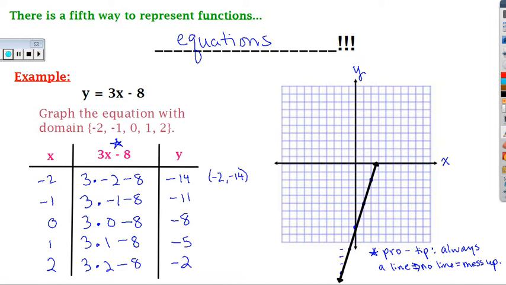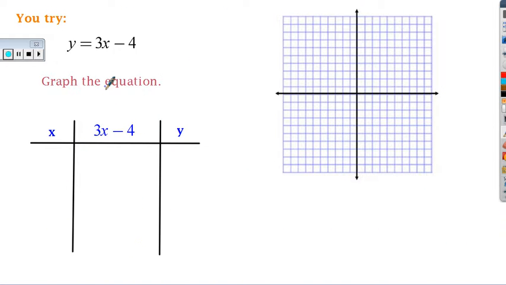So for the next example, they didn't give us the domain, so you have to figure out, okay, well, is it a fraction coefficient? Do I need multiples of the denominator? Or is it a whole number coefficient? Do I just choose -2, -1, 0, 1, and 2? Here, I have a 3, that's a whole number coefficient, so I'm always going to use -2, -1, 0, 1, and 2. So go ahead and pause the video. I want you to do your work and then replay the video to see what you should have gotten.